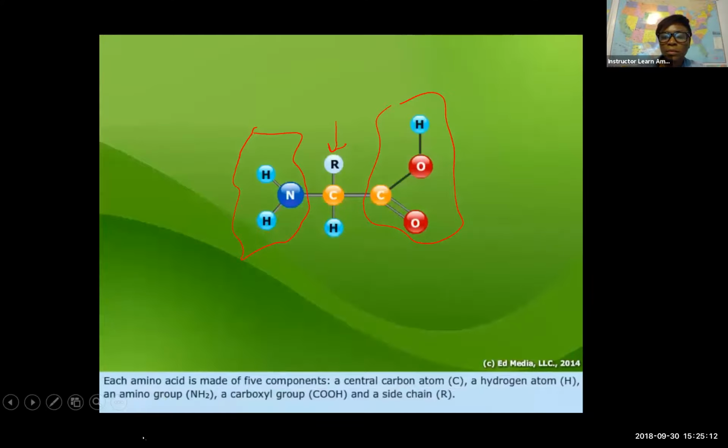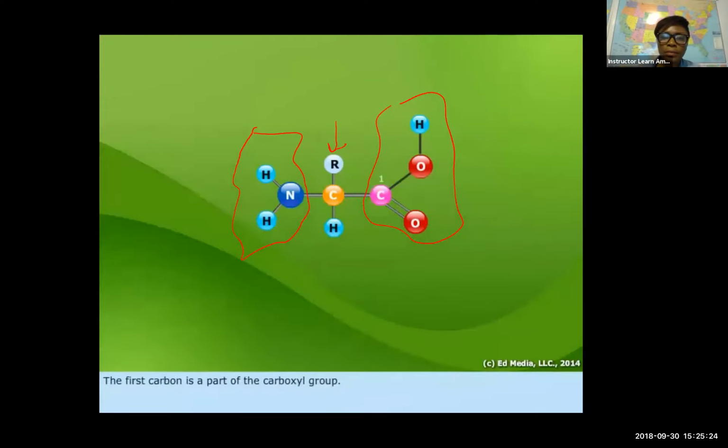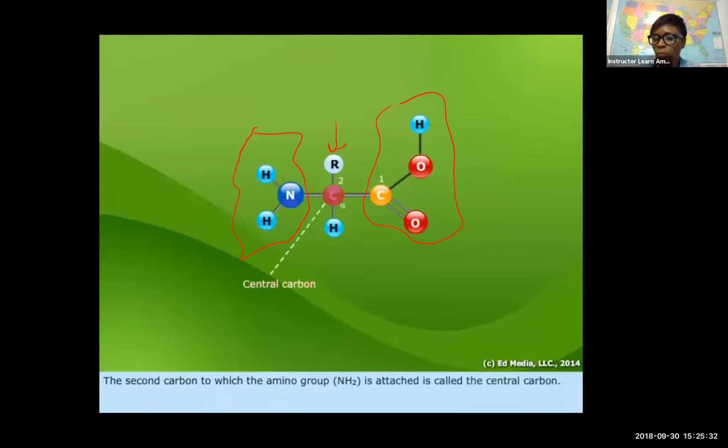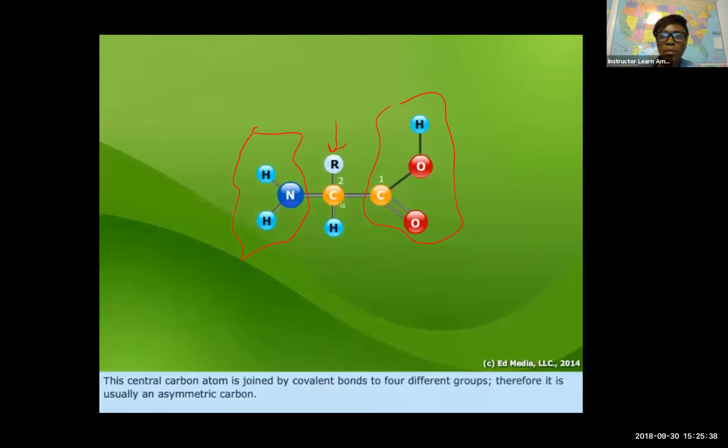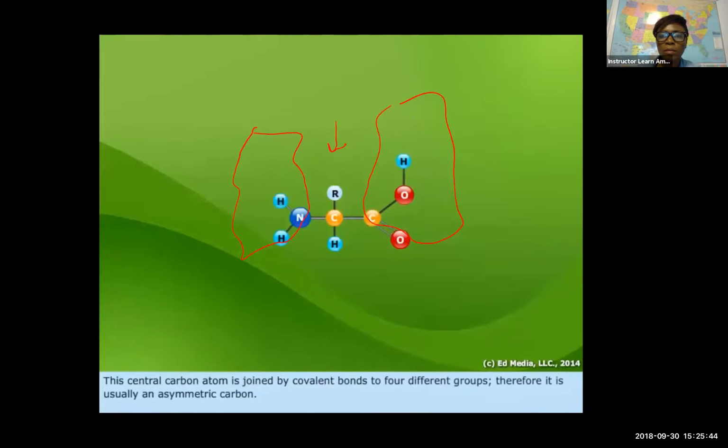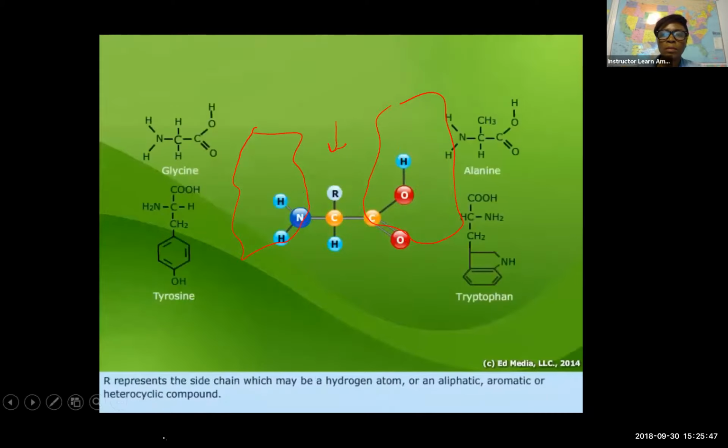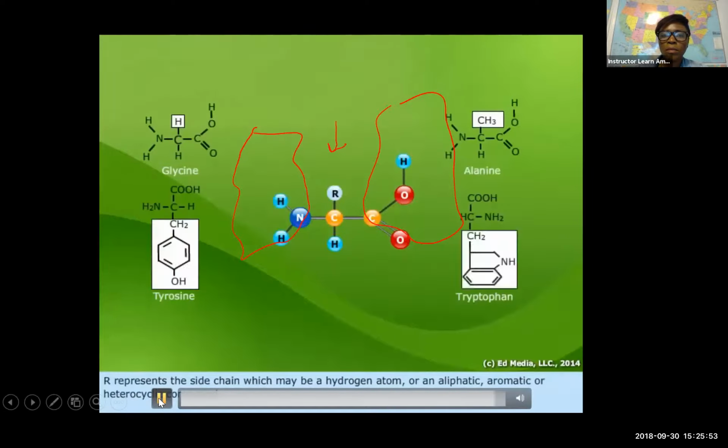Each amino acid is made of 5 components: a central carbon atom, a hydrogen atom, an amino group, a carboxyl group, and a side chain. The first carbon is a part of the carboxyl group. The second carbon to which the amino group is attached is called the central carbon. This central carbon atom is joined by covalent bonds to 4 different groups. Therefore, it is usually an asymmetric carbon. R represents the side chain, which may be a hydrogen atom or an aliphatic, aromatic, or heterocyclic compound.